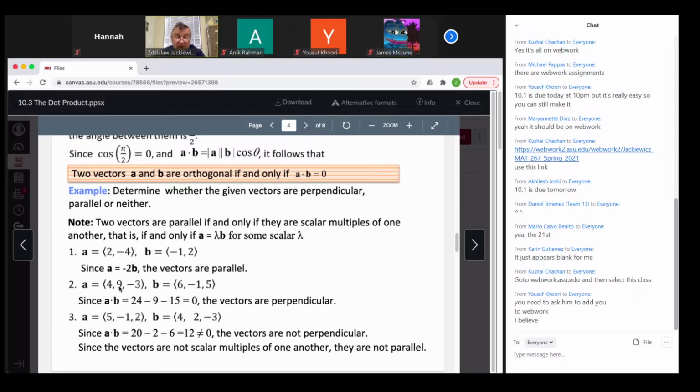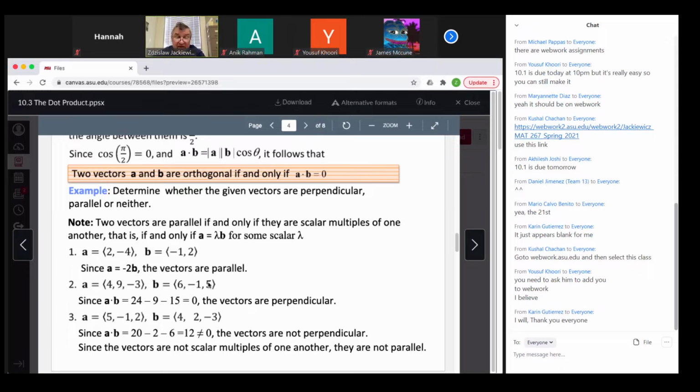Now another one, you have 2 vectors in 3 dimensions. Well, so let's compute the dot product. When you compute the dot product, easy algebra, you see that 24 minus 9 minus 15 is 0. So those 2 vectors are orthogonal or perpendicular, whatever you prefer. So again, it's easy to check if the vectors are perpendicular or not. You just compute the dot product.